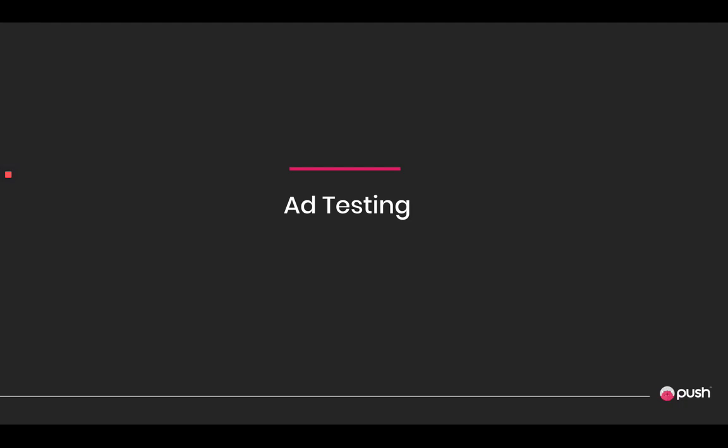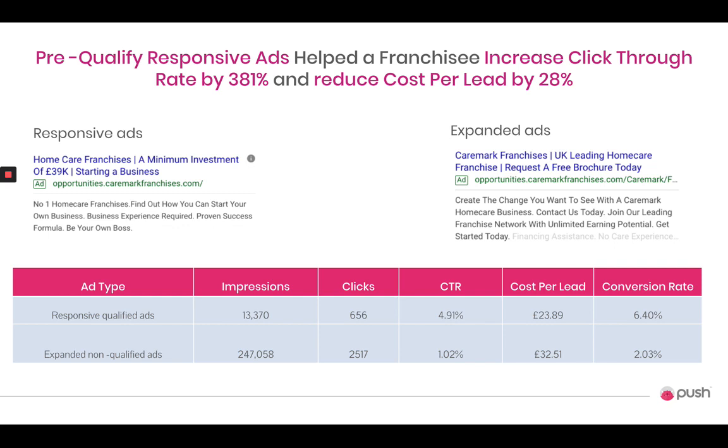Ad testing. So we've covered the different keywords you might target or different audiences you might target to get people to your website. But in order to get them to click, they need to see an advert. And all I can really advise and encourage is lots of testing with your ads. Different formats, different messages, different images.